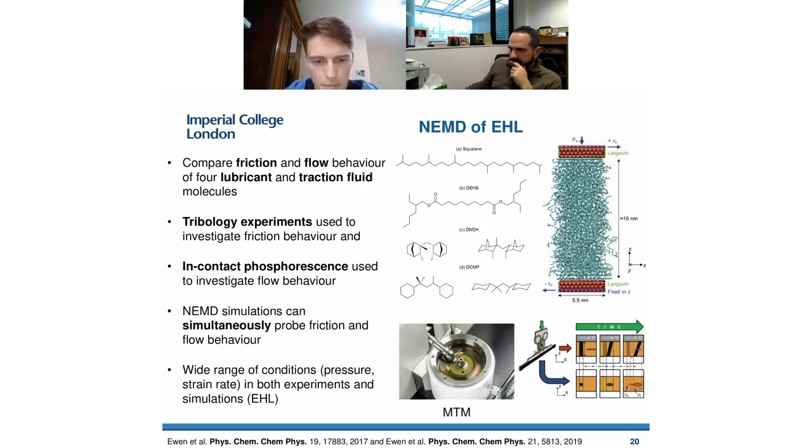So DM2H and DCMP, they're both traction fluids. So they're actually designed to give high friction for use in traction drives. And squalane and diethyl hexyl silicate, they're a hydrocarbon oil and an ester oil, and they're designed to give low friction, as they're commonly used as model lubricants. So we studied all of those in both the experiments and the simulations.